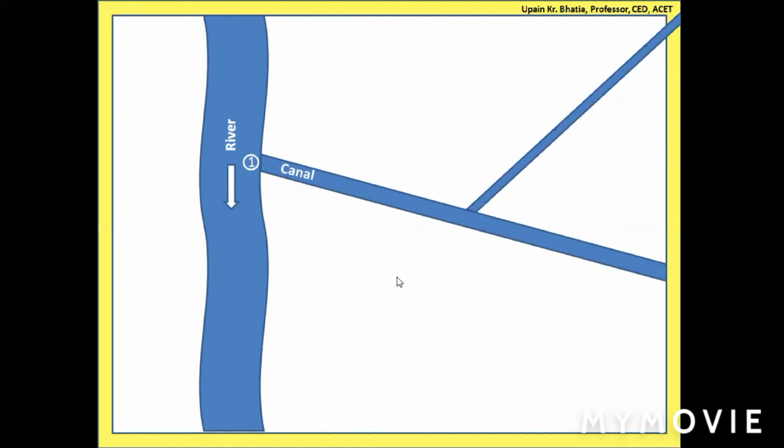So this is the location. The circle represents the location where the device will be provided, and the number indicates its category. The first type of structure will be provided within the river. This location is within the river only, but on the upstream side of this canal. Canal head regulator is provided over here, so on the upstream side of the canal head regulator, this category 1 structure will be provided. So this is provided in the river only.